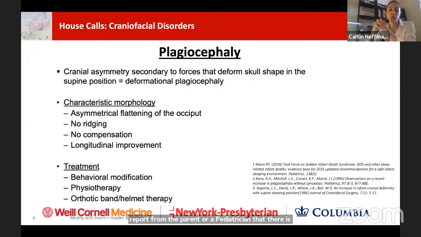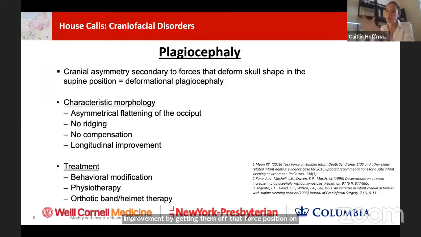The treatment of this is really just behavioral modification, meaning increased tummy time to strengthen the child's core so that they will roll faster, sit up faster, and therefore achieve the milestones that carry them off the back of their head for the majority of the day and night. In the case of torticollis, sometimes we'll recommend physiotherapy so that we can accelerate the improvement by getting them off that forced position onto one side of their head.